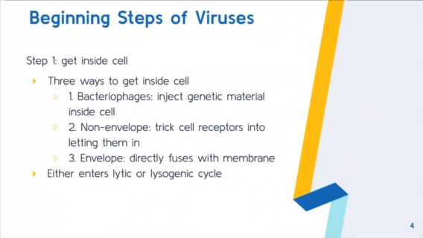Envelopes are the outer layer of a virus that helps the virus enter the host cell. It's kind of similar to a cell's membrane. The second way is for non-enveloped viruses. They trick the cell's receptors into letting them in. The third way is for enveloped viruses, in which they directly fuse with the host cell's membrane. Using one of these 3 ways, the virus gets inside the host cell and is ready to take over through the lytic or lysogenic cycle.